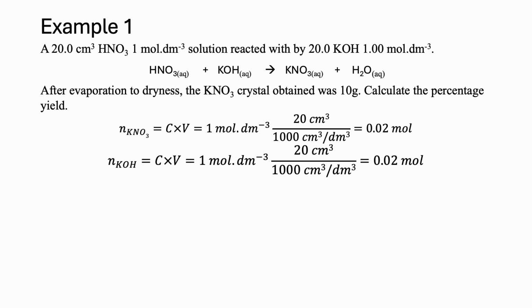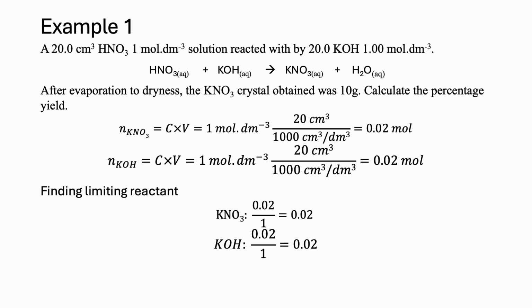because the coefficient is 1, we can divide. Actually it's the same thing. So basically there are 0.02. Because the value is the same, it means that both are limiting reactants. So we can say they are in stoichiometric ratio.